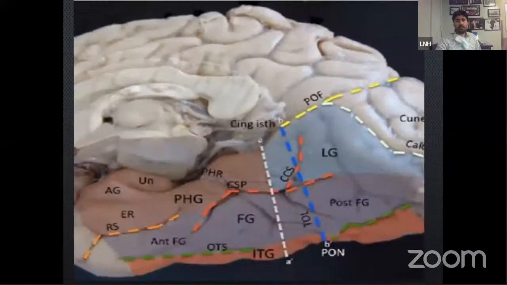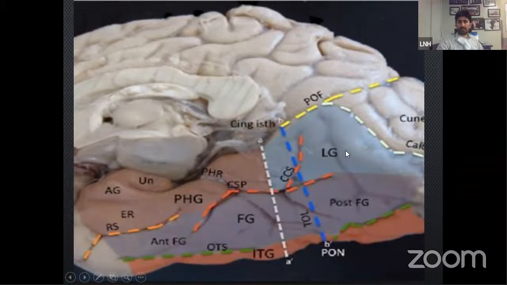This is the inferior surface of the occipital lobe. The inferior surface is separated from the temporal lobe by an imaginary line, which is drawn from the parieto-occipital fissure. This is the parieto-occipital fissure, and this is the parieto-occipital notch, and this is the imaginary line that is drawn from the parieto-occipital fissure up to the parieto-occipital notch. So this imaginary line divides the occipital lobe from the temporal lobe.